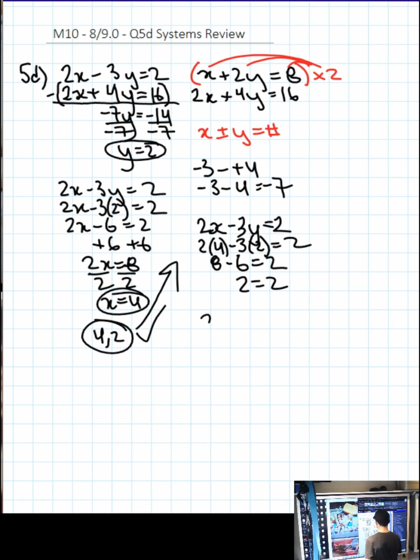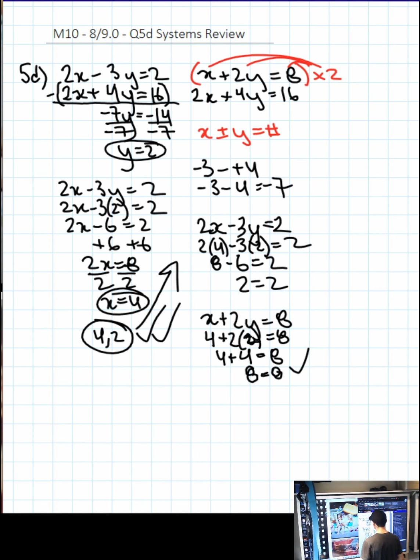Now if we take the other equation, x plus 2y equals 8, and substitute in for x and y, we have an x value of 4 and a y value of 2. 2 times 2 is 4, 4 plus 4 equals 8, 8 equals 8, check mark. We know (4, 2) is on both lines, so it is the intersection of both lines, by solving by elimination and checking your answer.